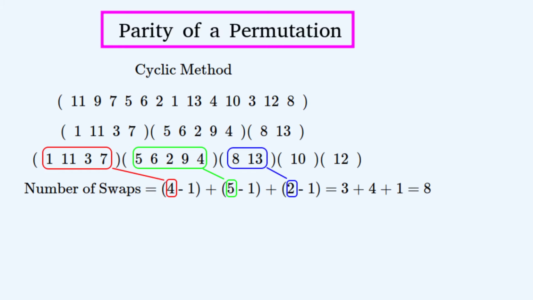The first cycle has a length of 4, so 4 minus 1, which is equal to 3, will be added to the number of swaps for this cycle. Notice that this number of swaps is equal to the minimum number of swaps required. Then the parity will be calculated by getting the number of swaps modulo 2.